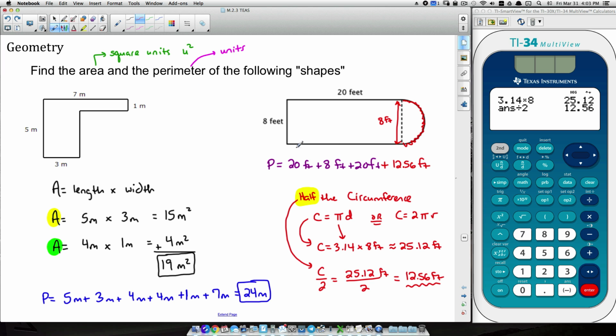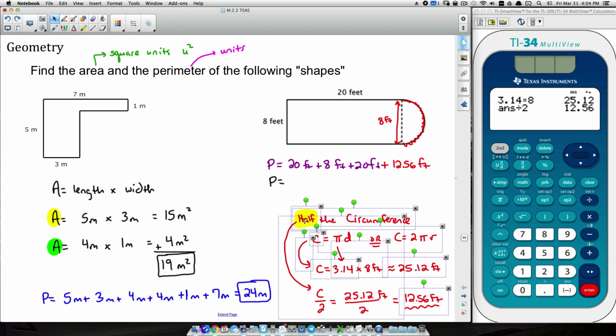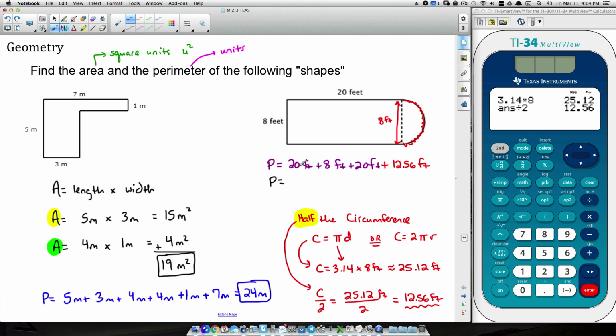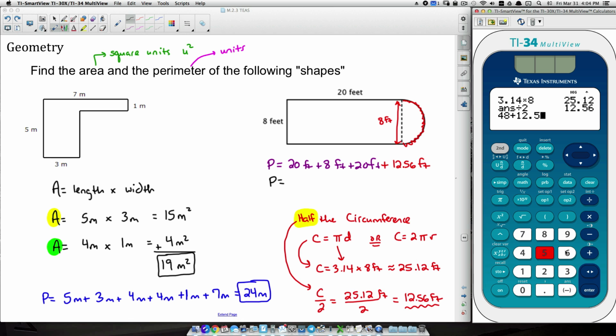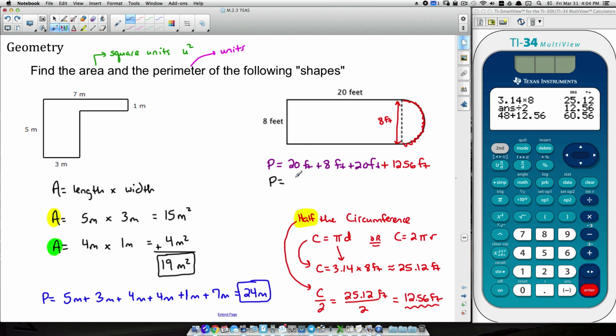So we get 12.56 feet. And now the perimeter, when we add up all these sides, let me slide some of my stuff out of the way here. Just adding it all up, they're all in feet, and we don't have to convert to anything. So 20 plus 20 plus 8, that's going to be 48. So 48 plus 12.56, that's going to be, excuse me, not 50, but 60.56. So that's going to be the perimeter of our weird looking shape here, 60.56 feet. That's the perimeter.